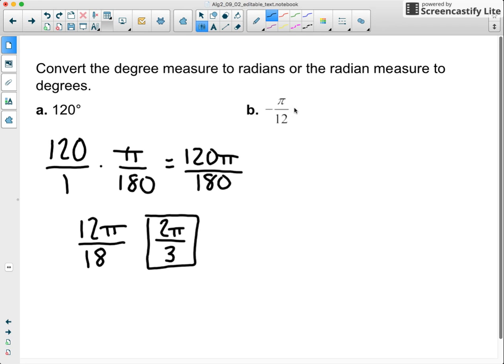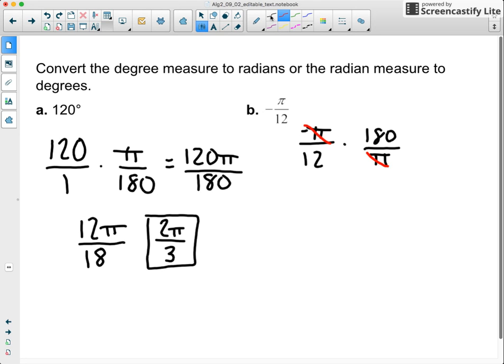Over here, we have negative pi over 12. We're going to take negative pi over 12, and we're going to multiply it by 180 over pi. And every time we do this, the pi's are going to cancel out. So let me use a different color here. The pi's cancel out. The negative won't cancel out.